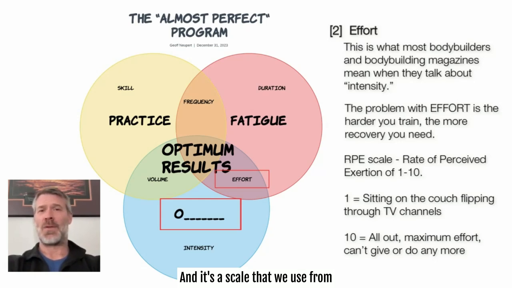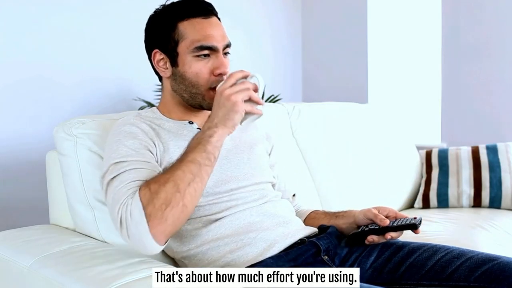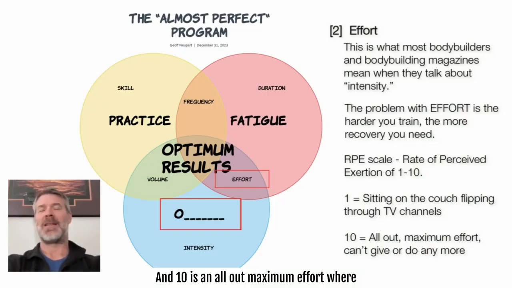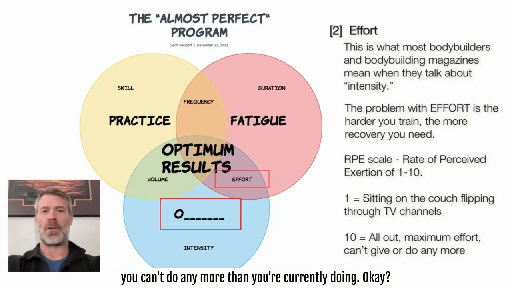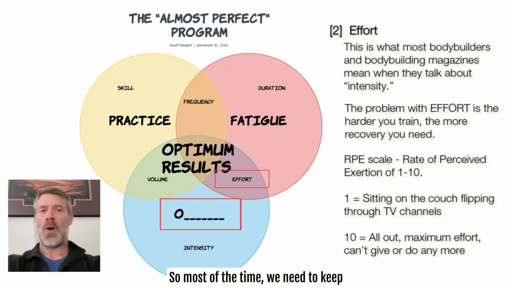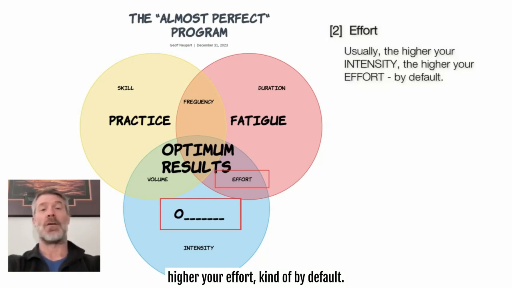And it's a scale that we use from 1 to 10, where 1 is sitting on the couch, flipping through TV channels, right? That's about how much effort you're using. And 10 is an all out maximum effort where you can't do any more than you're currently doing. Okay. So most of the time, we need to keep our RPEs between a 7 and an 8, sometimes as high as an 8.5. And usually, the higher your intensity, the higher your effort, kind of by default. So the two are coupled.